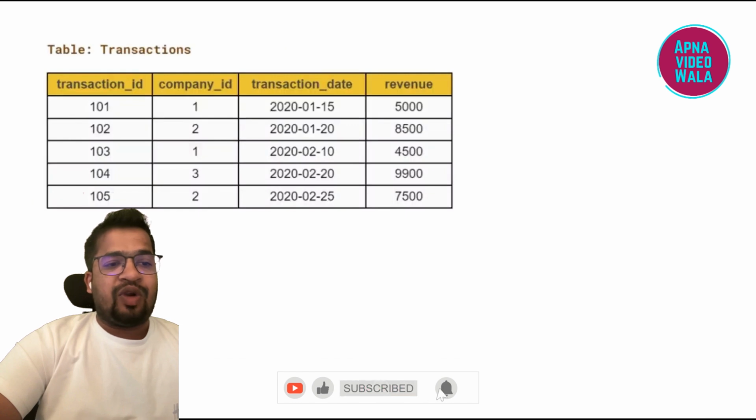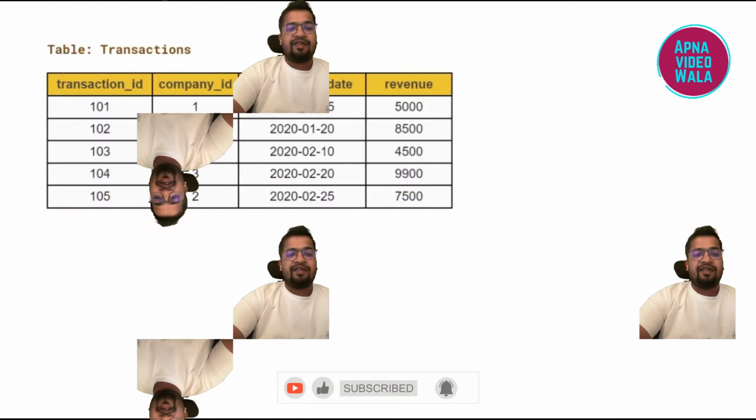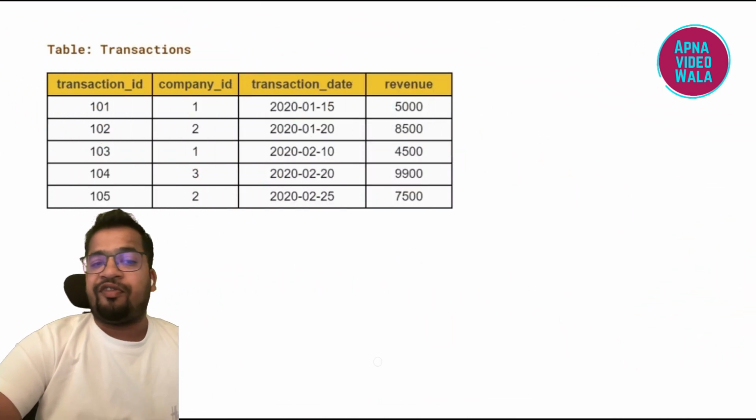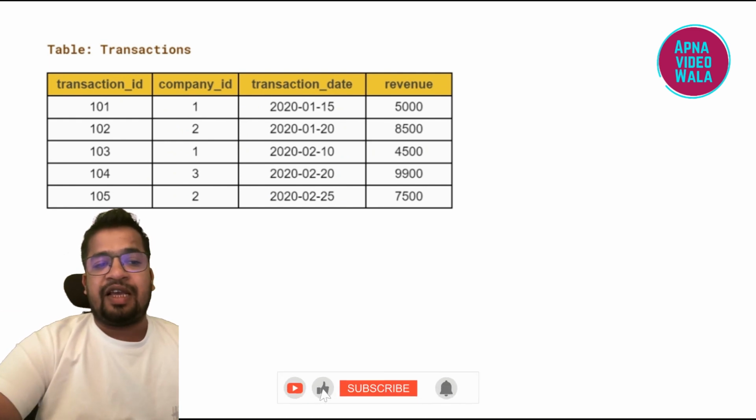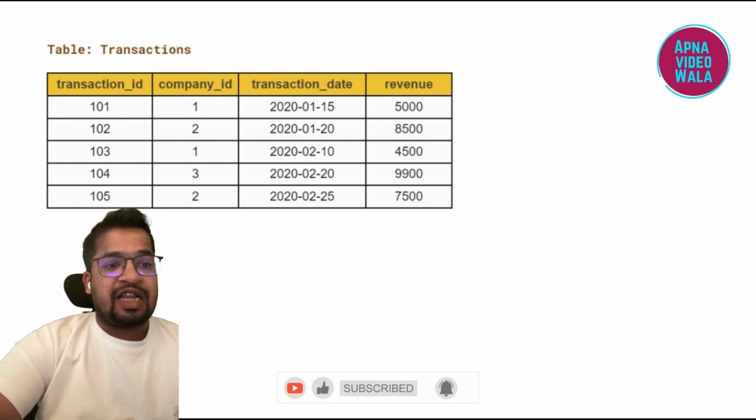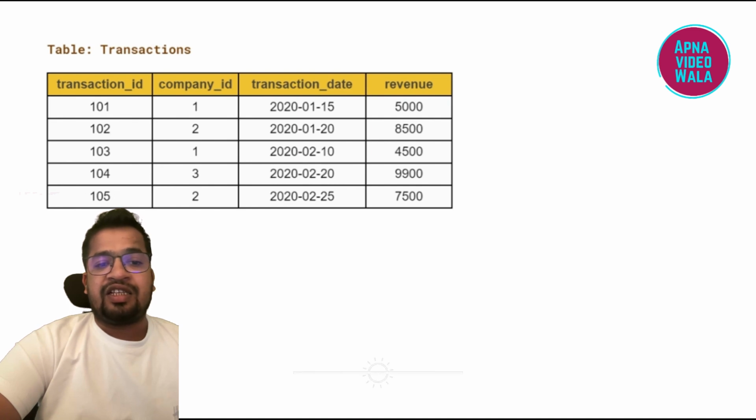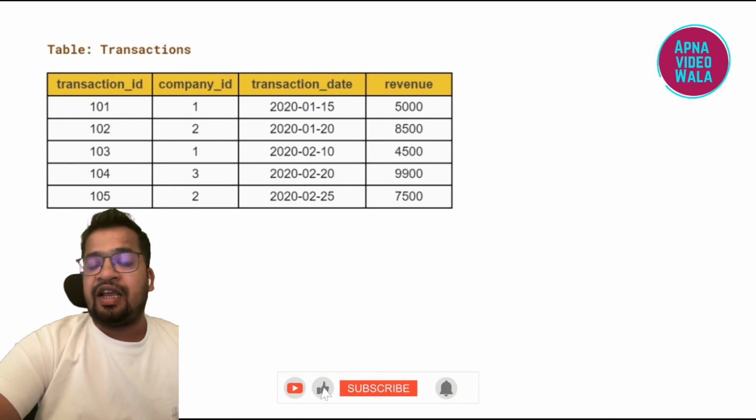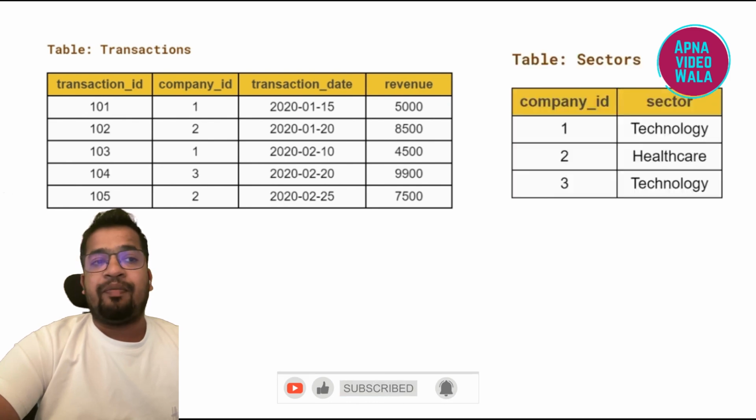We have two tables. The first one is a transaction table that contains records of financial transactions made by different companies. This table has a transaction ID, which is a unique identifier for each transaction, a company ID, which is an identifier linking the transaction to a specific company, a transaction date, and the revenue generated by the company in that particular transaction.